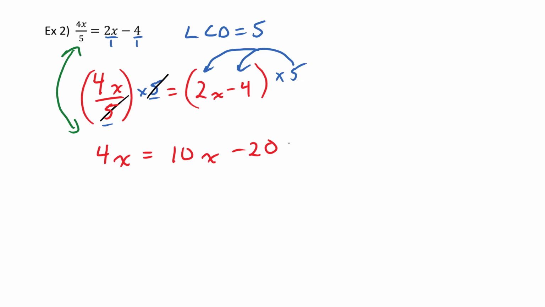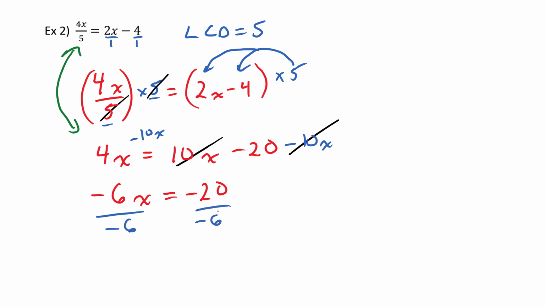Let's move the 10x to the other side. Minus 10x, minus 10x. We have 10x minus 10x equals 0x. We combine these together. 4 minus 10, minus 6x equals minus 20. Our coefficient on the x is minus 6. We divide both sides by minus 6, and they cancel each other out. Finally here, x is equal to, two negatives make a positive, 20 over 6. However, is this in simplest terms? It is not. I can take a 2 out of the top, and I can take a 2 out of the bottom. This gives me 10 over 3.